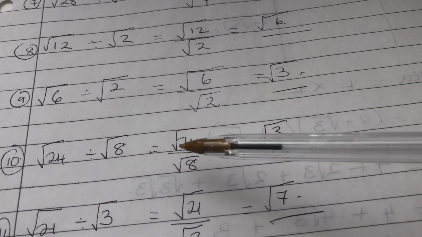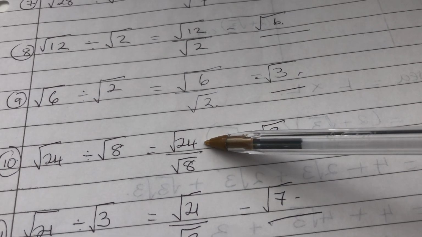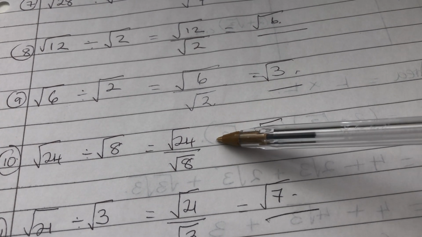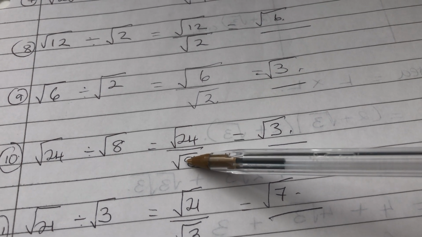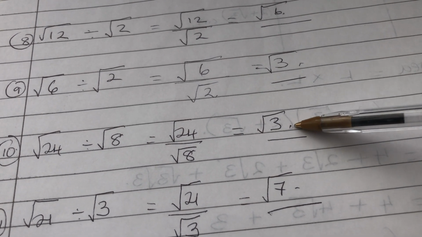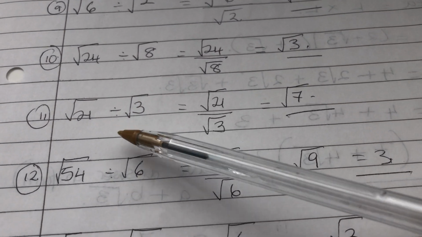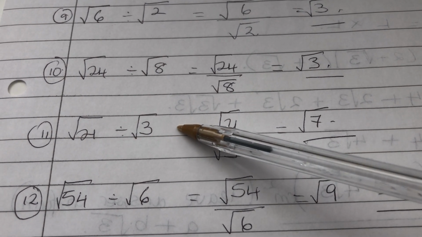So now I have root 8 times root 3. So that root 8 in the numerator will cancel out the root 8 in the denominator. So my answer now becomes root 3. Again, the next one, root 21 divided by root 3.